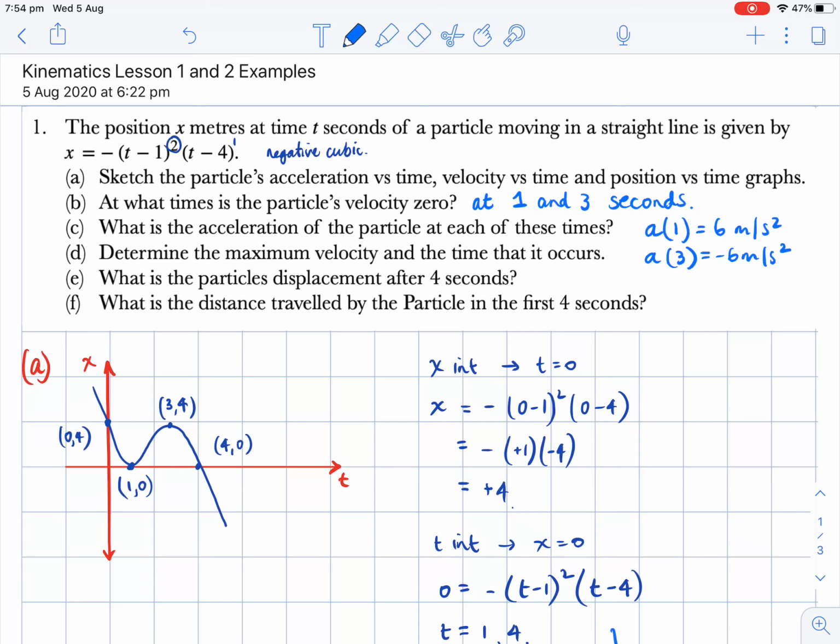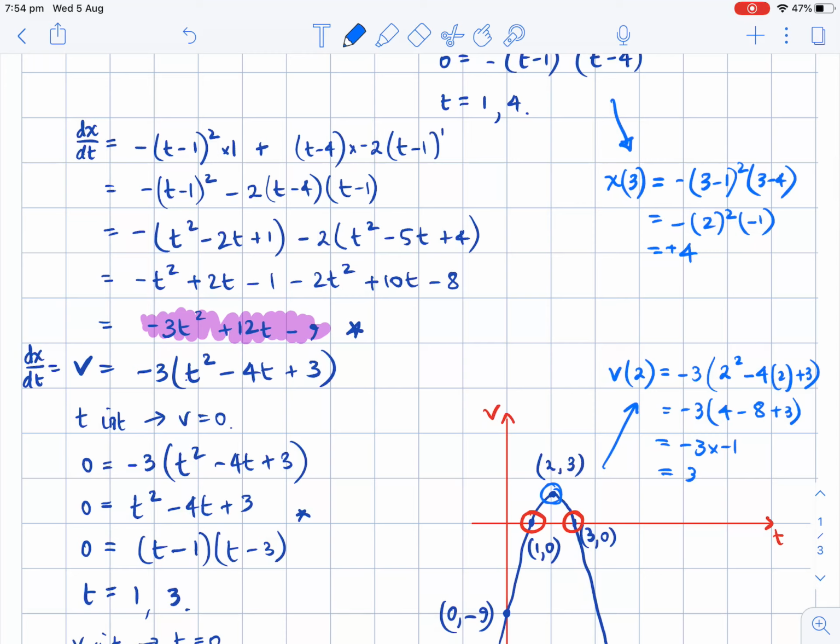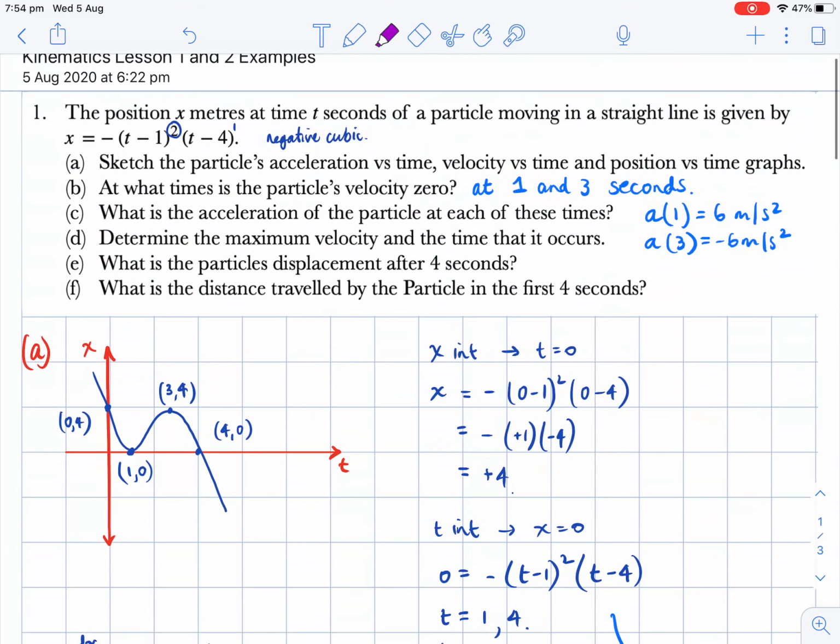Part D, determine the maximum velocity and the time that it occurs. Alright, we have that straight on our graph here. The maximum velocity occurs at 2 seconds and is equal to 3. That's straight off our graph. Got to find a place to fit this in. So my maximum velocity, v at 2 seconds equals 3 meters per second, and that is the max velocity.